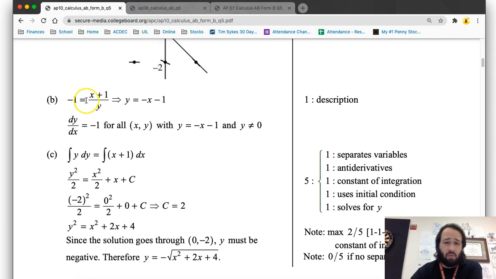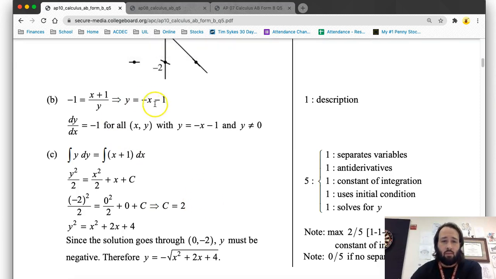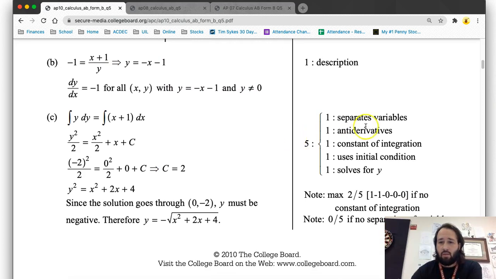Okay, and this part B, really, the description is what they give a point for. That's all they're looking for. This is the perfect answer, so to speak, but this is all they're really looking for in this. Okay, so now they give a point for the separation of variables. So there's 1 point right here, just that step. They give 1 point for the antiderivatives. There's 1 point right there. They give 1 point for the constant of integration.